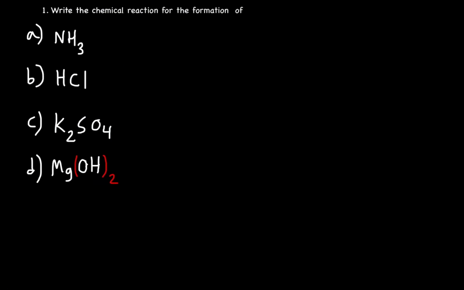Now let's do C. So the only elements we see are potassium, and we've got to be careful here. This is also a compound, sulfate. So there's sulfur here, and then there's also oxygen here. These are the only elements we see. So potassium plus sulfur plus oxygen gives 1 mole of potassium sulfate.